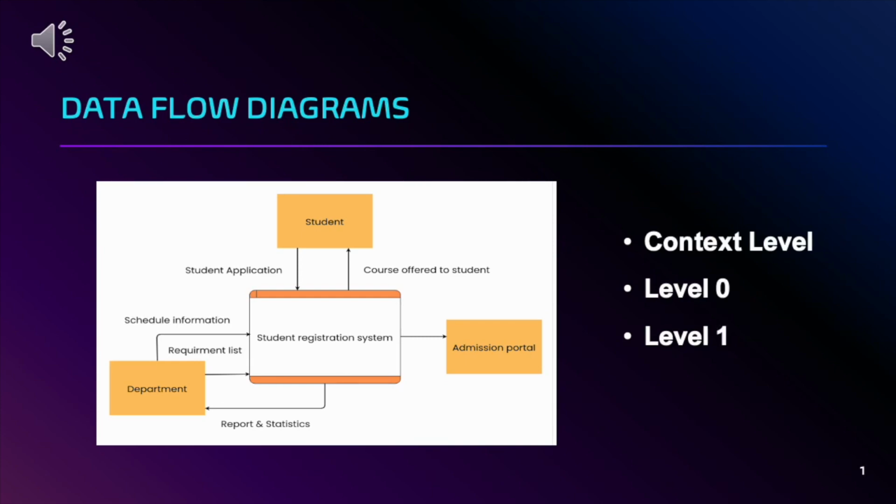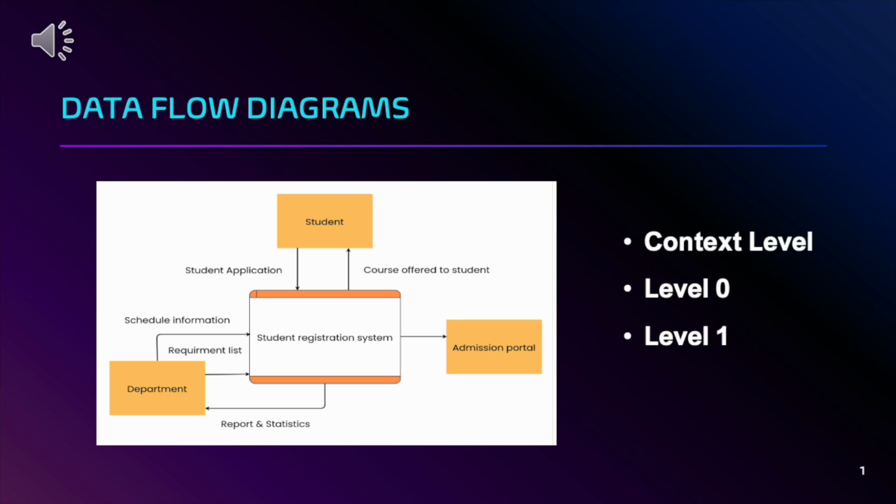Next, let's move on to the data flow diagrams. In the following slides, we'll be seeing three different types of diagrams, one being the context level, also known as the top level diagram. Next will be the level 0 diagram, and lastly, the level 1 diagram. Before we go in depth into these different diagrams, let's first summarize them.